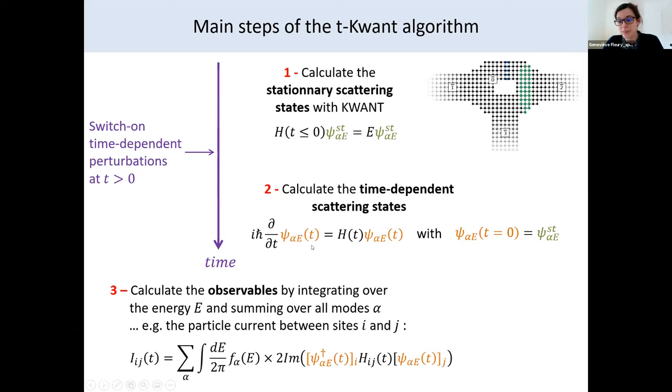So, of course, the tricky part is hidden here, and I won't enter into details, but conceptually it's very simple. We calculate the time-dependent scattering states by solving a differential equation with a standard Runge-Kutta solver. And then once we have the time-dependent scattering states, we can calculate, for instance, the particle current between two sites with this formula. So here you see that the different contributions are summed over the modes alpha and integrated over the energy with a Fermi function here, which guarantees that the Pauli principle is always satisfied.